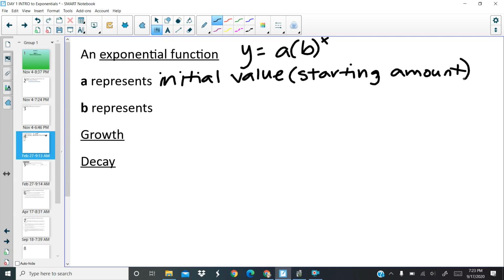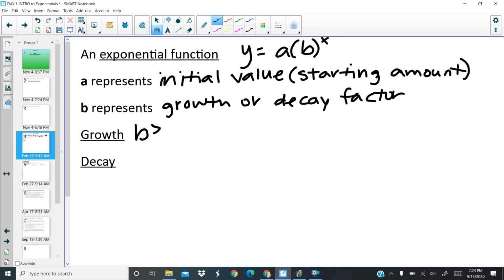And so the a value is always just going to be however much you had at the very beginning. And then b is going to represent your growth or decay factor. What that means is how quickly something is growing or declining. For exponential growth, that b value is always going to be greater than 1. And with exponential decay, the b value is always going to be less than 1. So that's how you tell, looking at a function, whether you have growth or decay.